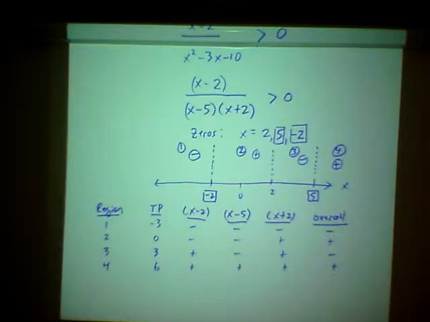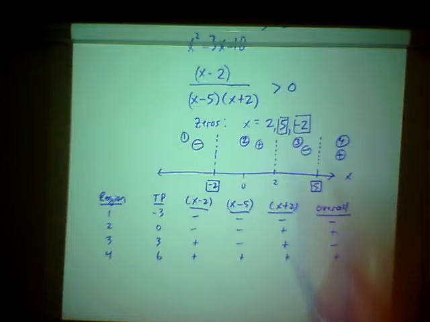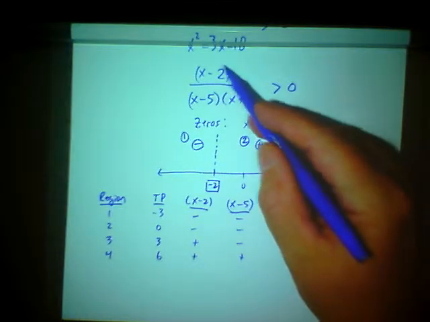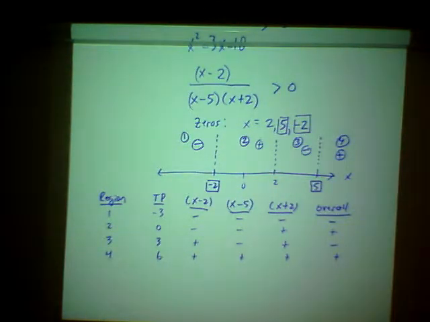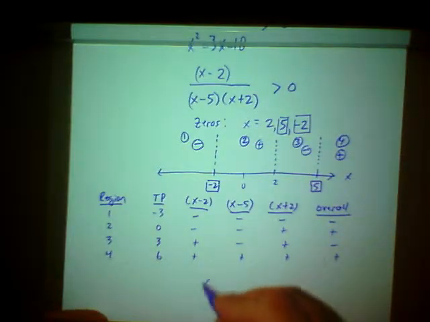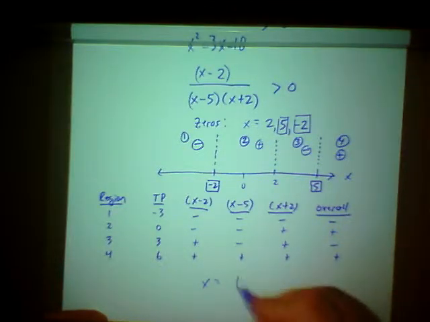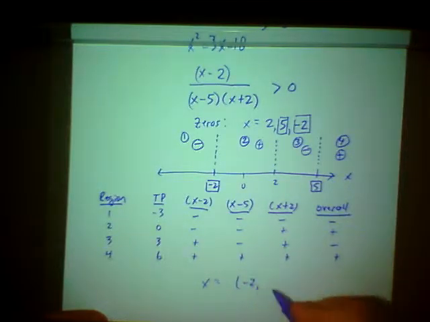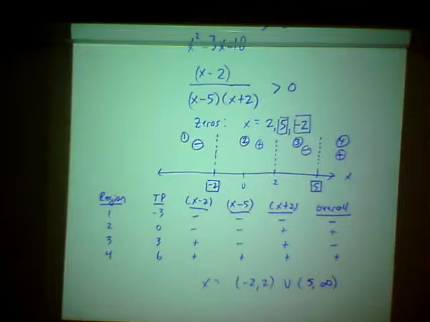So region 4 is positive. Now if I go back and look at the original problem, it's asking me when is this thing going to be greater than 0, which means when is it going to be positive? Looks like it's going to be positive in region 2 and region 4. So I simply say my solution is the interval from negative 2 to 2 union with the interval from 5 to infinity. And that should be your solution.